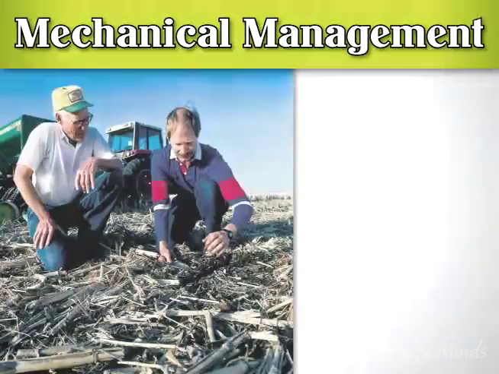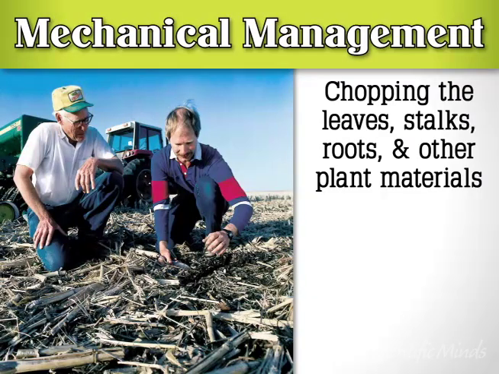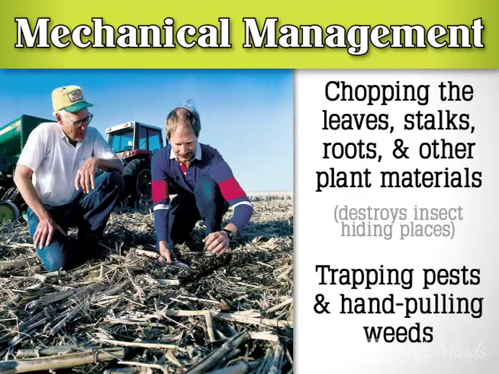Mechanical management involves managing crop residue by chopping the leaves, stalks, roots, and other plant materials left after a crop has been harvested. This destroys insect hiding places. It also includes trapping pests and hand-pulling weeds to keep crop damage from machinery to a minimum.